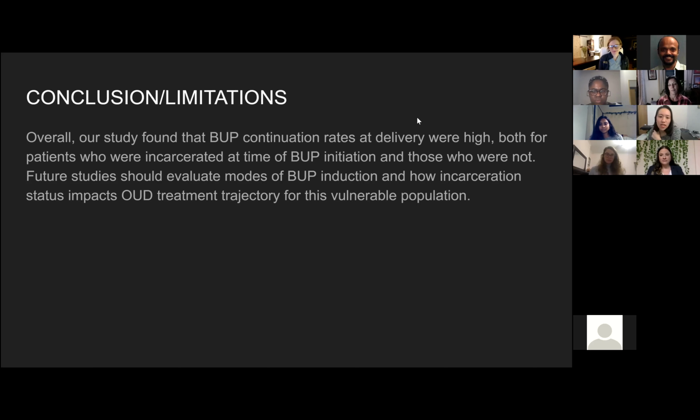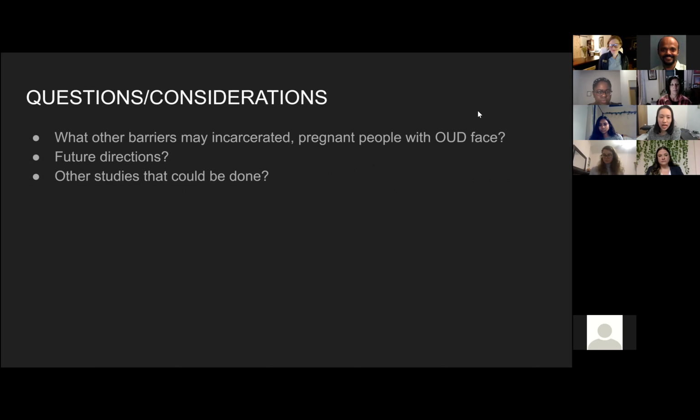So our conclusion is that we found that bupe continuation rates at delivery were high, both for patients who were incarcerated at the time of initiation and also for those who were not. Future studies should evaluate models of induction and how incarceration status impacts the OUD treatment trajectory throughout. Questions and considerations we have: what other barriers may incarcerated pregnant people with OUD face? Any future directions that you think we should take, especially since our study mainly looked at bupe continuation and just the time point at delivery, and any other studies that can be done? These are just some questions to jumpstart your thinking. Feel free to chime in with any feedback or other questions.